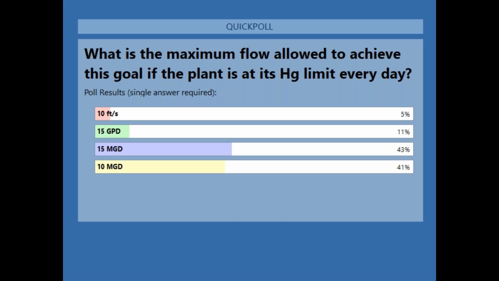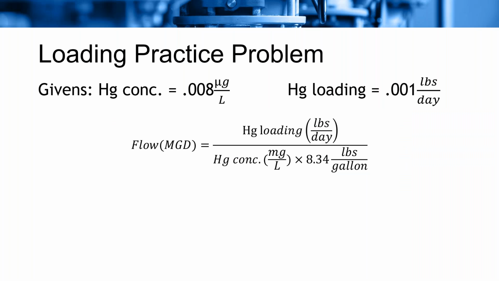And there are your results. It looks like the majority of us who answered did get it correct, or I guess we got more right answers than any of the others. The right answer was 15 million gallons a day. If we want to go ahead and move on from the poll, I'll walk you through the answer.